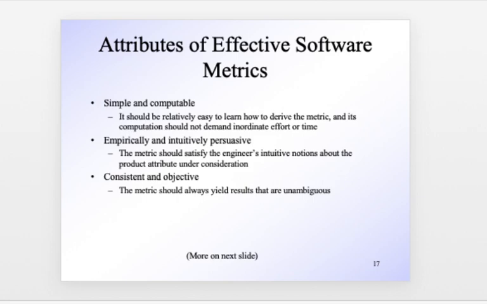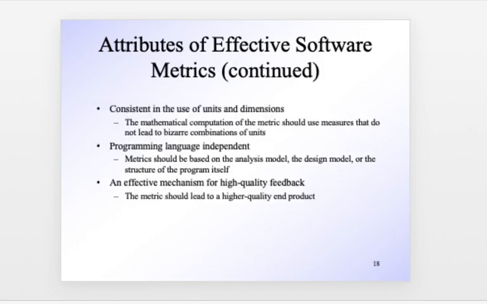So, attributes of effective software metrics. Whenever I say my metric is good, what are the attributes it should possess? It should be simple and computable. It should be empirically and intuitively persuasive. It should be consistent and objective in nature. It should be consistent in the use of units and dimensions. It should be programming language independent, and it should serve as an effective mechanism for high quality feedback.